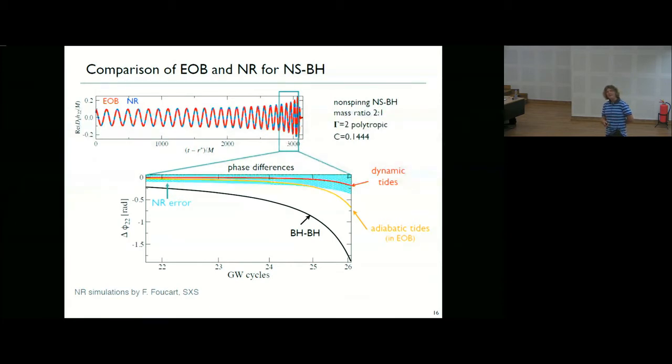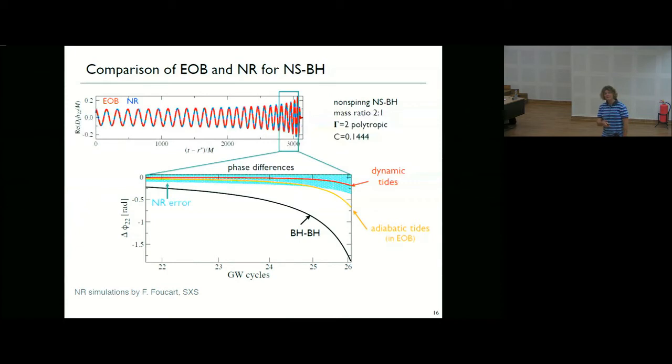And this is here now for a mass ratio 2 to 1, non-spinning, with a very simple equation of state. It's not very realistic, it's more meant to test our model. And so we see the waveforms agree fairly well, but by eye you don't see much of a dephasing. When you zoom in at the very end, and plot not the waveform itself but just the phase difference between NR and the model, we see the following.